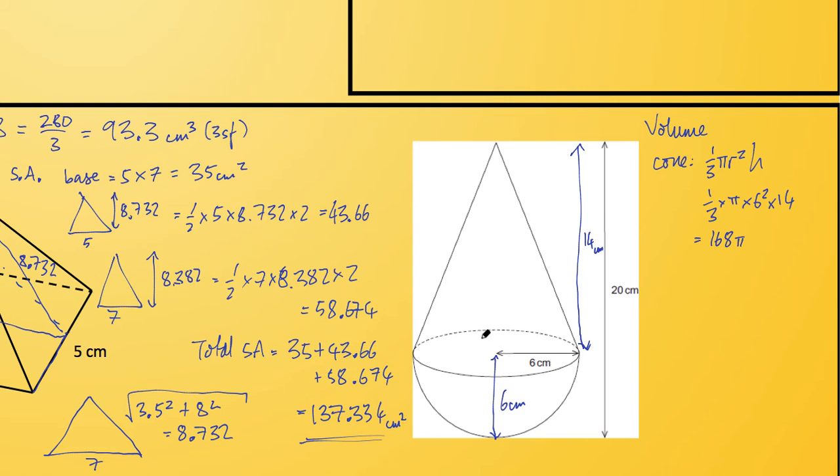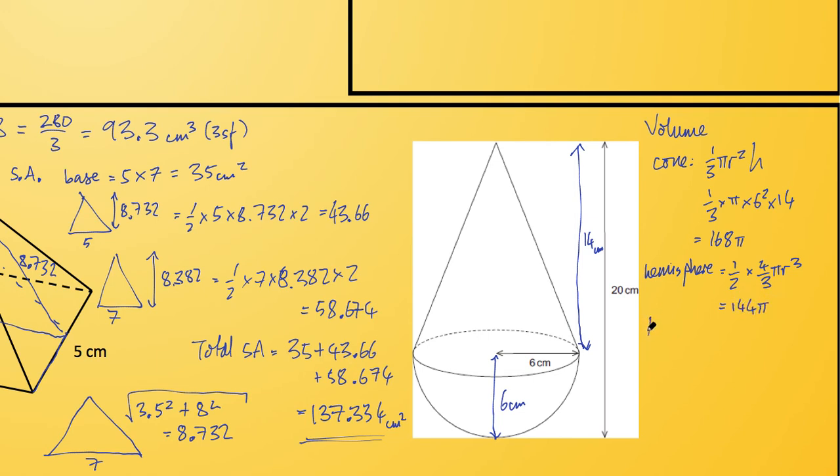And the volume of the hemisphere underneath, a hemisphere is half a sphere, so it's a half of 4/3 pi r cubed. Times by r cubed, so again radius of 6, which is 144 pi.